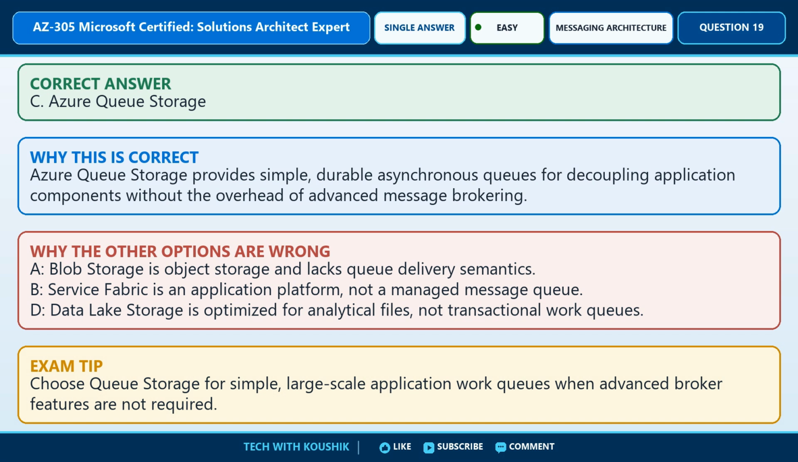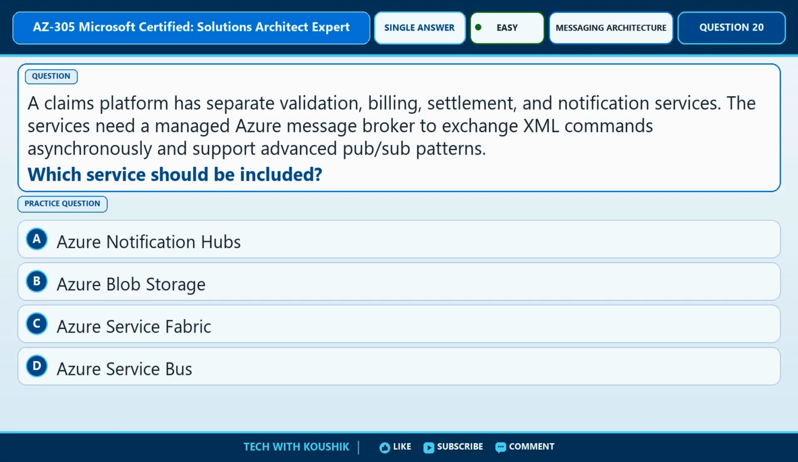Remember this distinction for the exam. Choose queue storage for simple, large-scale application work queues when advanced broker features are not required. Let us focus on question number 20. The central scenario is as follows. A claims platform has separate validation, billing, settlement, and notification services. The services need a managed Azure message broker to exchange XML commands asynchronously and support advanced pub sub patterns.